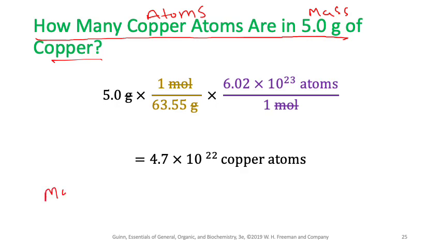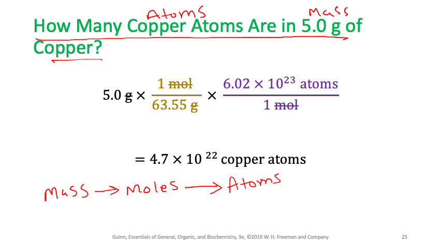If the mass is given, what can I get from the mass? I can get the moles of the copper. If I can get the moles of the copper, what can I get? I can get the number of particles. So in this case, what is the particle? Atoms, right? Same thing. So I'm going to erase the particles and just write atoms in there, right?